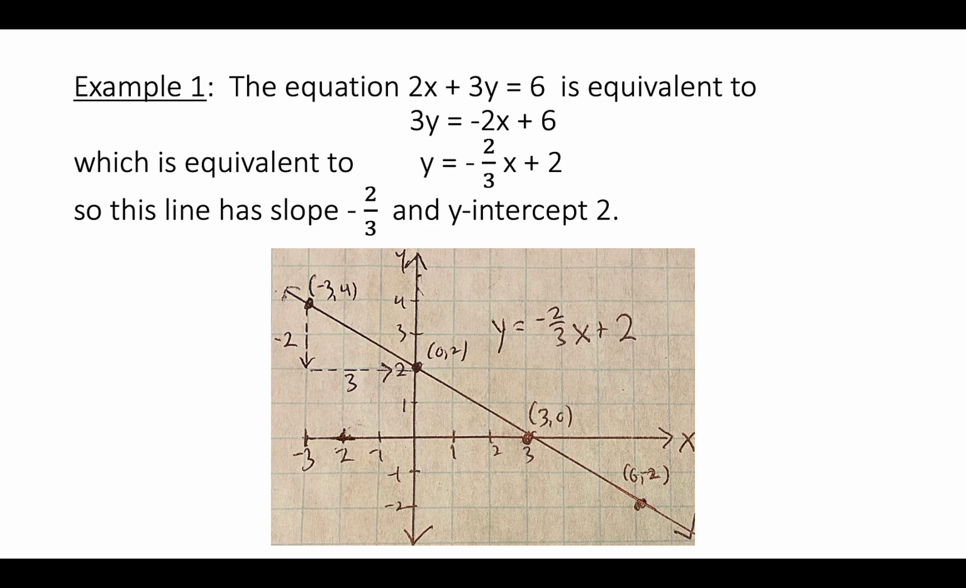So this line has slope negative 2/3 because that's the coefficient of x, and the y-intercept is 2, that's the constant coefficient. It crosses the y-axis at 0, 2, and the slope of negative 2/3 means as x increases by 3, y decreases by 2.